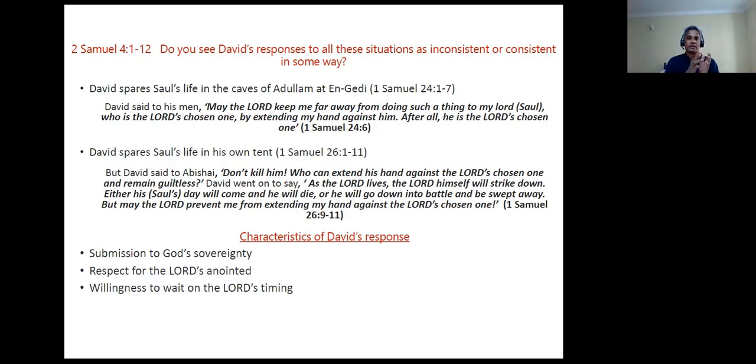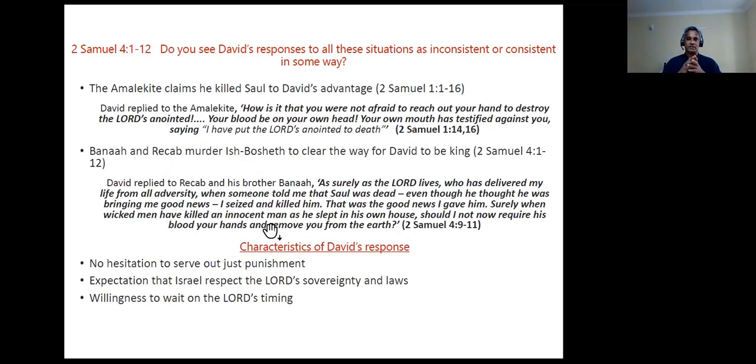Then we also see the respect that David has for the Lord's anointed and his great willingness to wait on the Lord's timing, however long it be. Remember the second situation, he says, either Saul's day will come and he will die. So however long that is, I'm willing to wait, right? Second set of situations. We'll club two together again because they're similar.